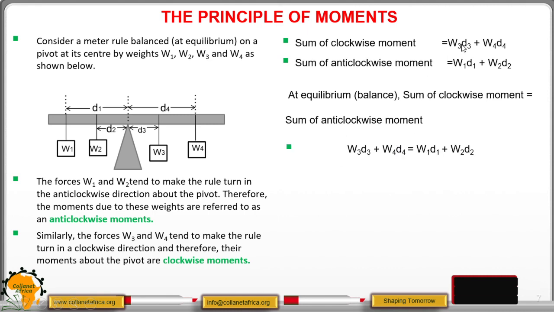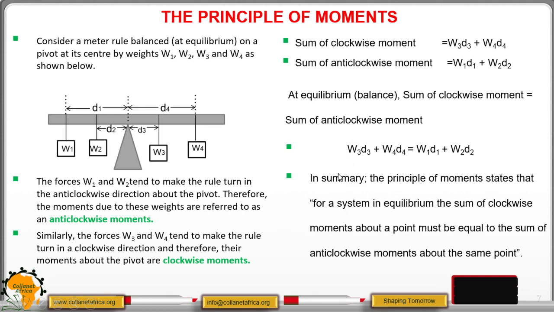Therefore, these are the clockwise moments. So you will equate the two. And this will now form what we call the principle of moment here. The principle of moment, whereby we say that when the system is at balance, it is at equilibrium, the sum of clockwise moments about a point, and a point means this fulcrum here, where that fulcrum is, that is the point we are calling, must be equal to the sum of anti-clockwise moments about the same point, so you don't change the pivot, exactly the same point.